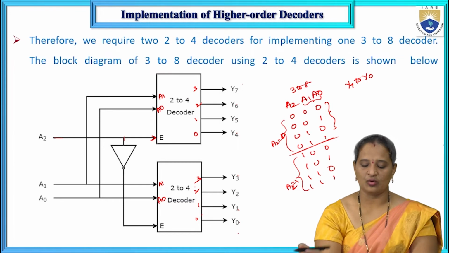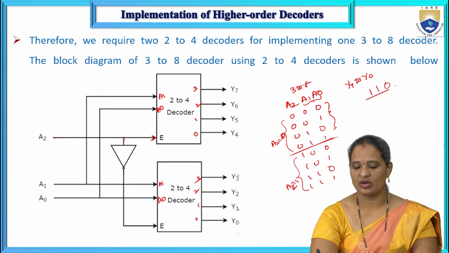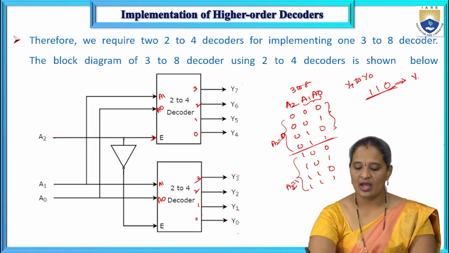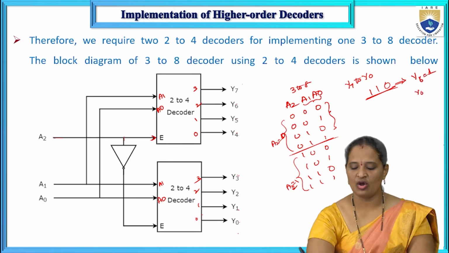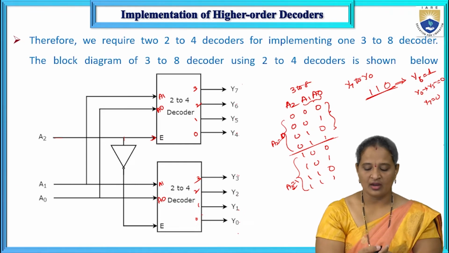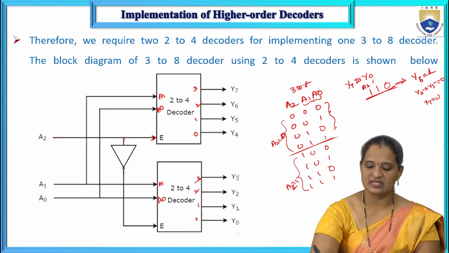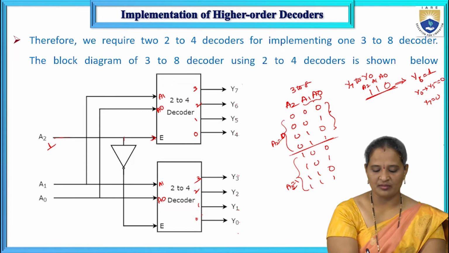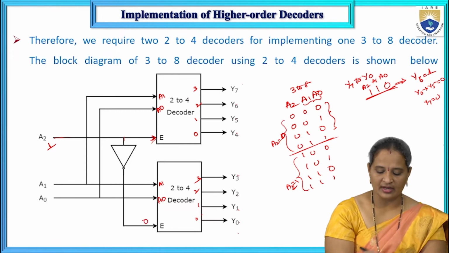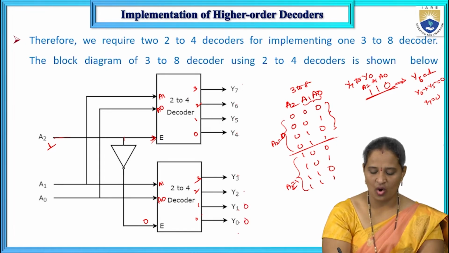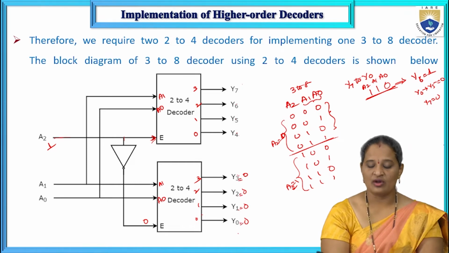Now let us try to decode. For example, my input combination is 110. In a 3 to 8 decoder, which output line should be enabled? Y6 should be enabled, and all the remaining outputs, Y0 to Y5 and Y7, should be equal to 0. Now we will verify whether this is happening. Here this is A2, this is A1, and this is A0. As A2 is equal to 1, it is given as the enable input to the upper decoder, whereas it is complemented for the lower one. So the lower decoder will be disabled, and hence all its outputs are equal to 0.